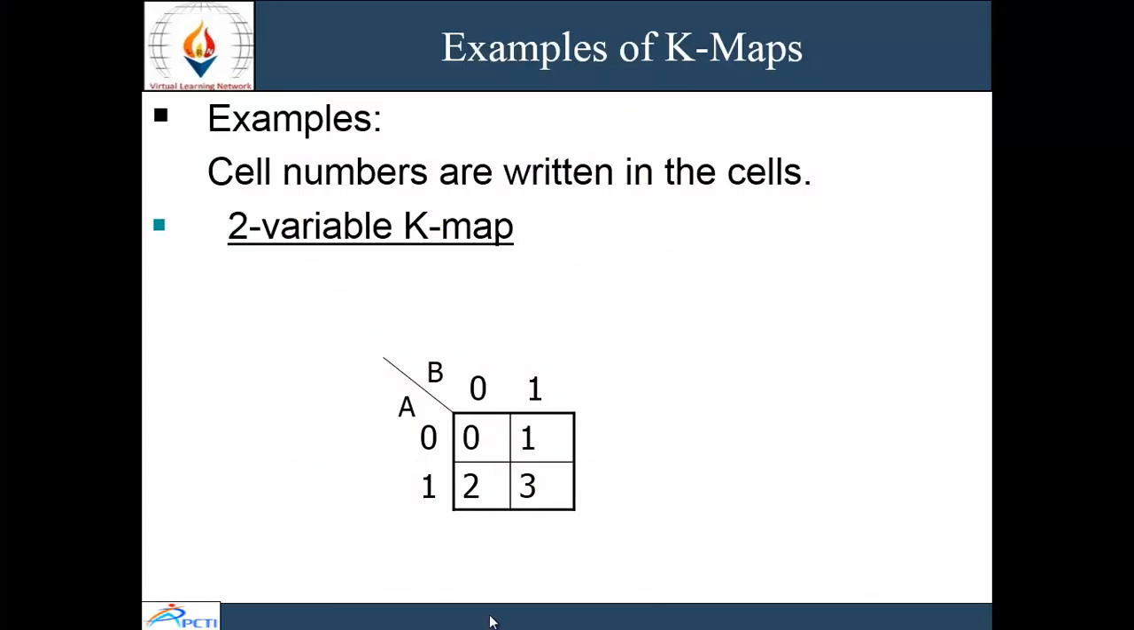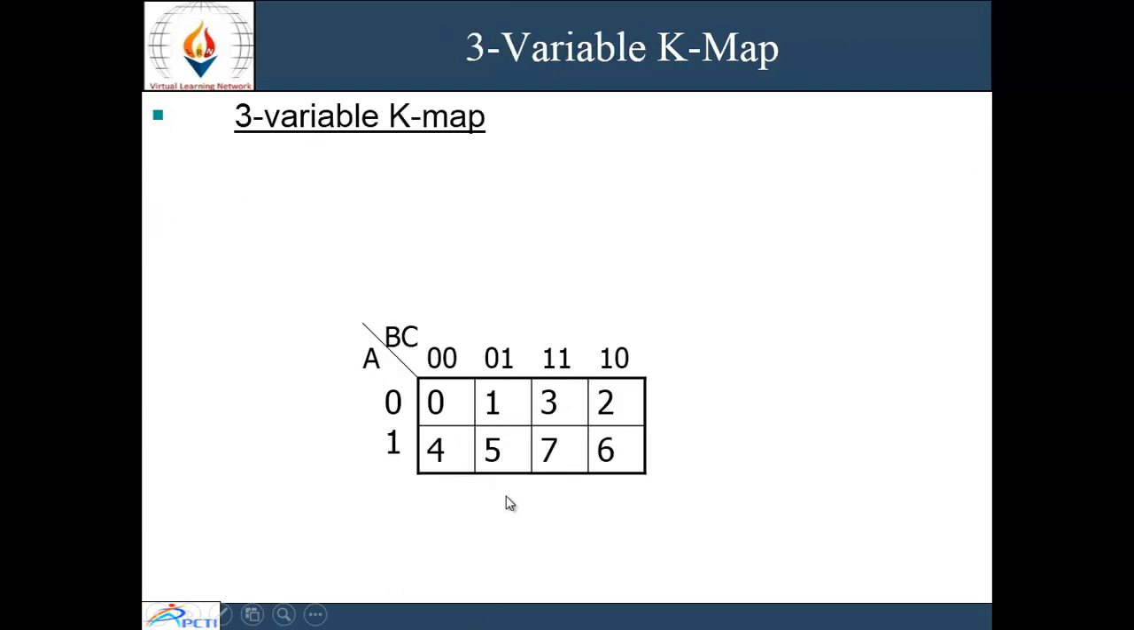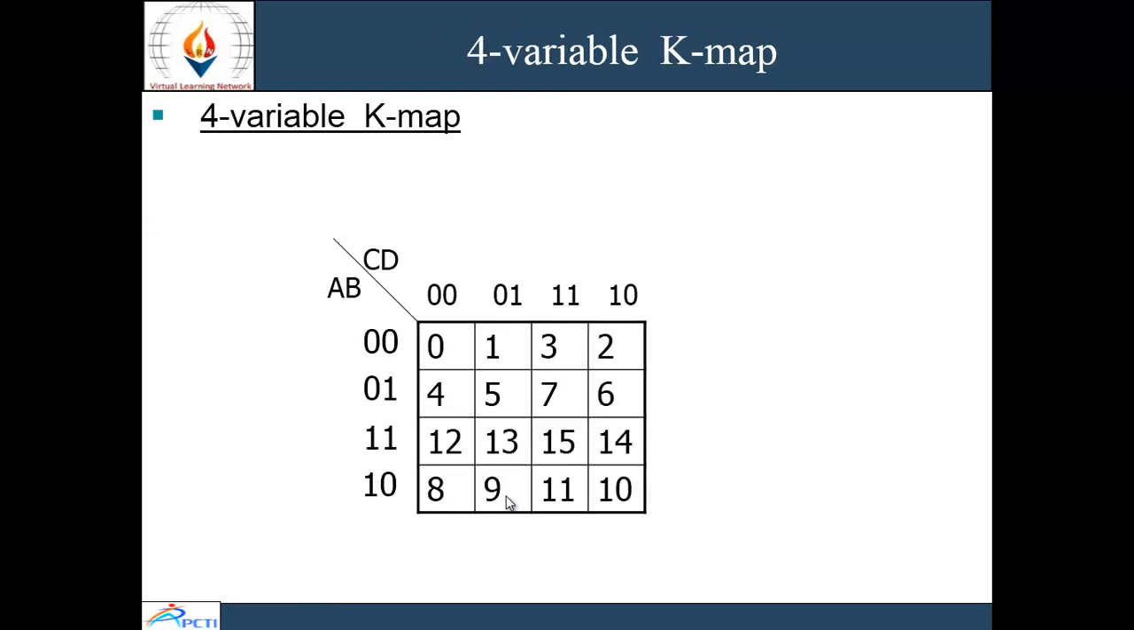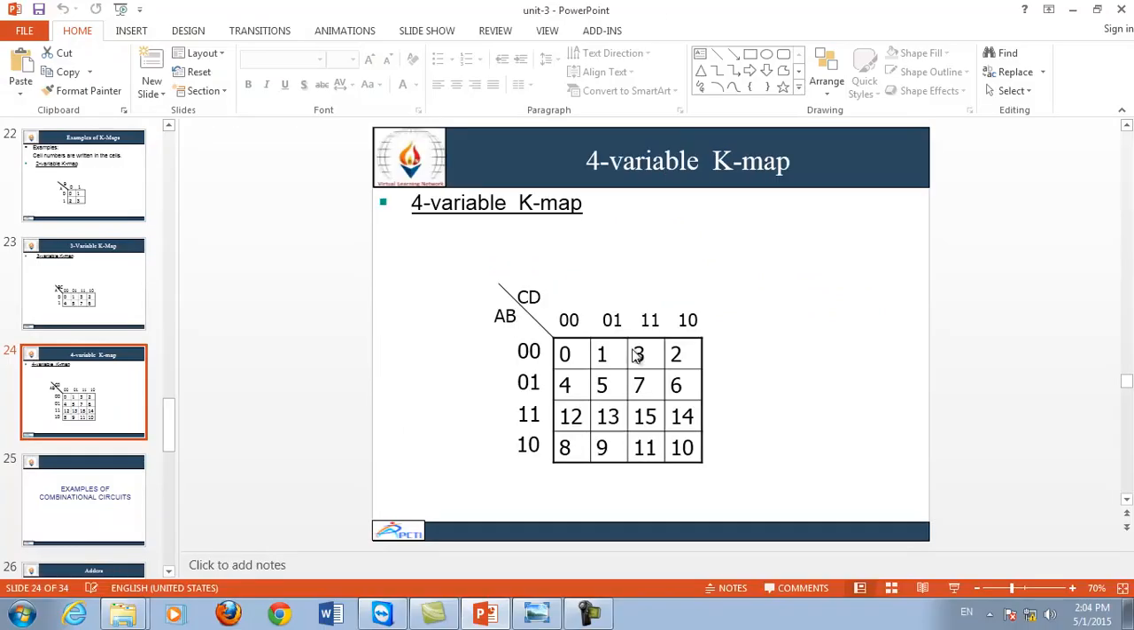Here you can see, if we take a 2 variable K-map, then there will be a total of 4 cells. If we take a 3 variable K-map, then there will be a total of 8 cells. If we take a 4 variable K-map, then there will be a total of 16 cells, and the counting will be such that the third column is swapped with the fourth one and the third row is swapped with the fourth one. Now we will see an example of K-map.